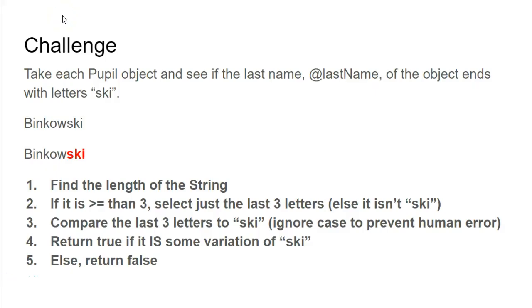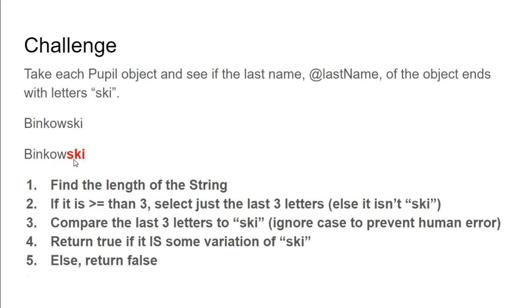before we start programming, let's just take a look at the challenge and try to break down and understand the algorithm that we're going to try, in order to make sure that we have a good plan and that it should work. So again, the challenge is to take each pupil object found in the second hour array in the main class and to see if the last name variable of each one of those objects ends with the suffix ski. So in this particular case, I have this name Binkowski. Well, I can see, and you can see, that the last three letters are ski.